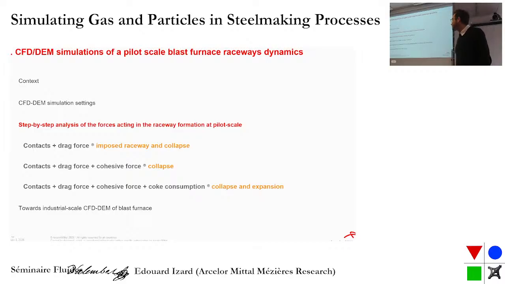So here what we have done is first a step-by-step analysis of the forces acting on the raceway. So we did a simulation by only taking into account contact forces between the particles and the drag force, with a geometry imposing the geometry of the raceway. So we imposed a wall first. Then you will see that this wall is not enough to extend this cavity. So we had to add other forces. So I will show that we have to add some cohesion force to have the balance. Then I will show what we have done for the coke consumption model.